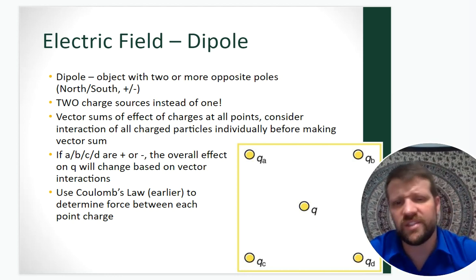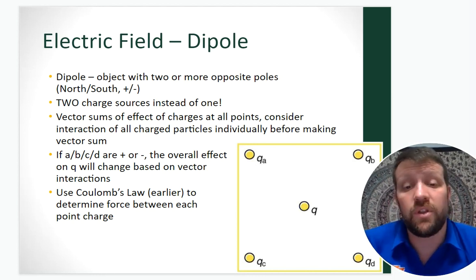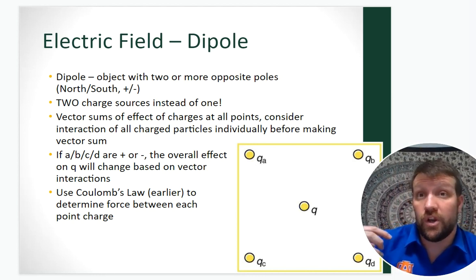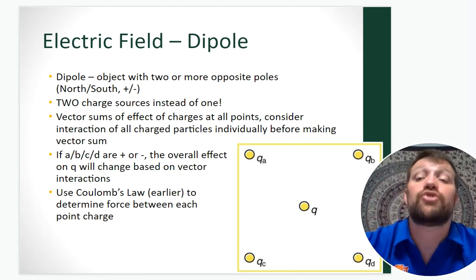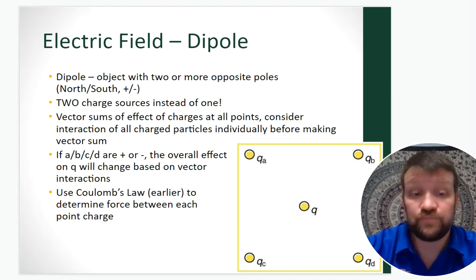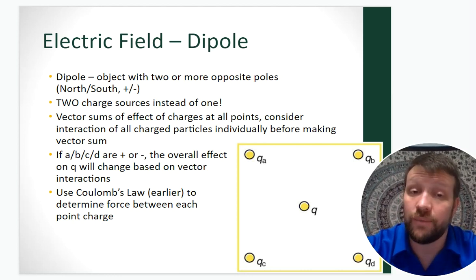We'll see more examples like this coming up, but I would say something along the lines of, okay, charges A, B, C, and D, they're stationary. They're there, they can't move, okay? We now introduce a charged object towards the center here. I want to know what happens to that charged object.